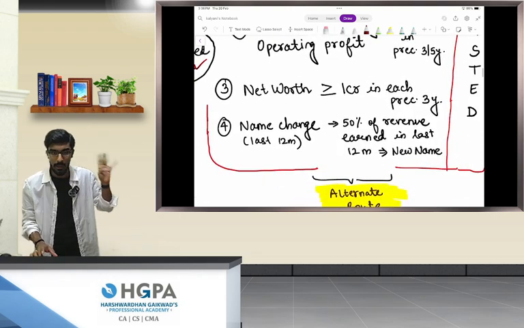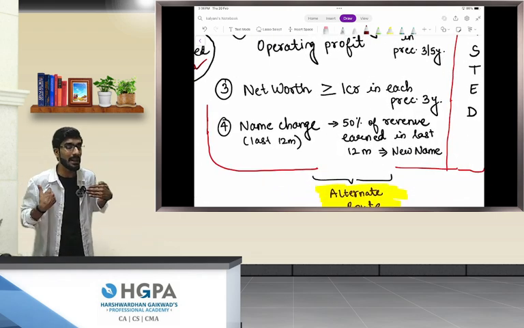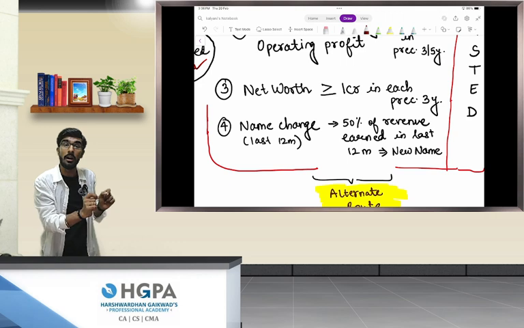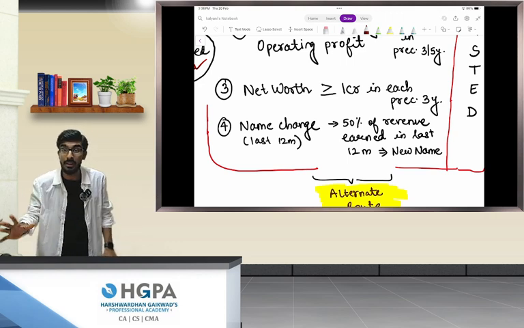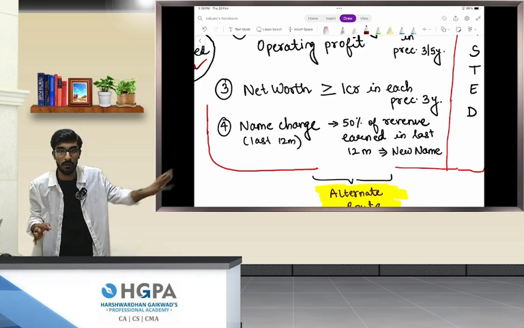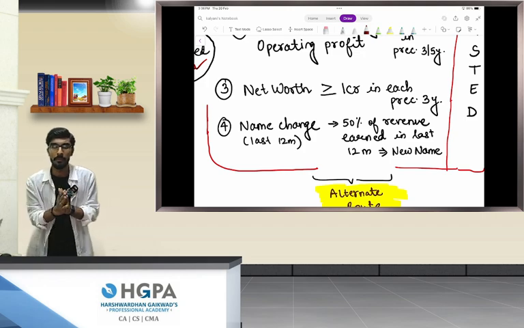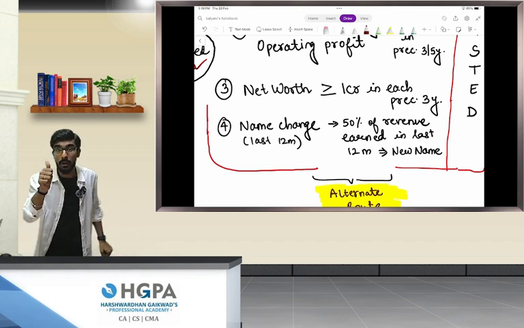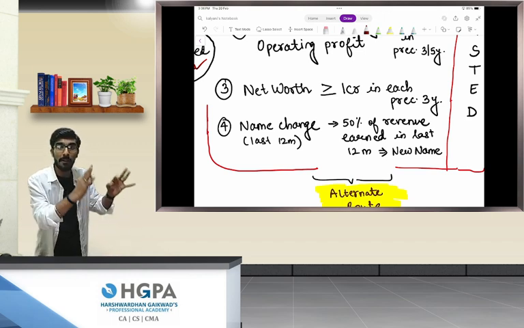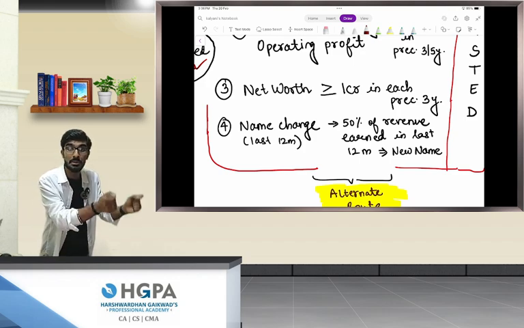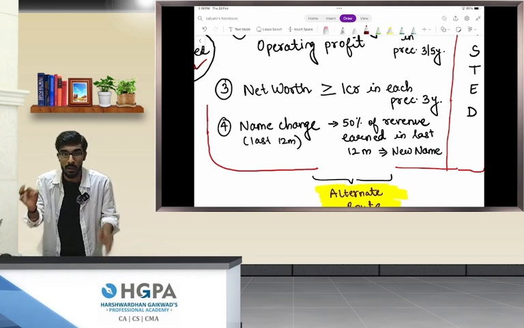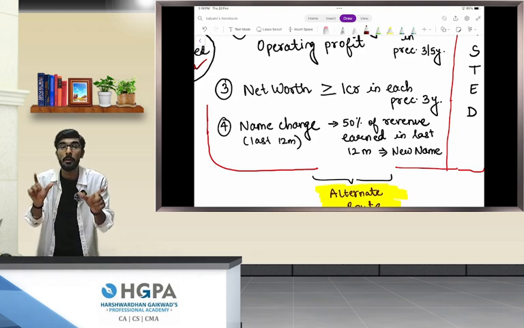Number 4 is name change. If the company has changed its name in the last 12 months, more than 50% of the total revenue earned in the last 12 months should be from the new name. Now, if the company does not follow these 4 conditions, still it can go for an IPO, provided 75% of the net offer is subscribed by big players, that is QIB, and the price at which the shares will be allocated to QIB will be set by the book building method.